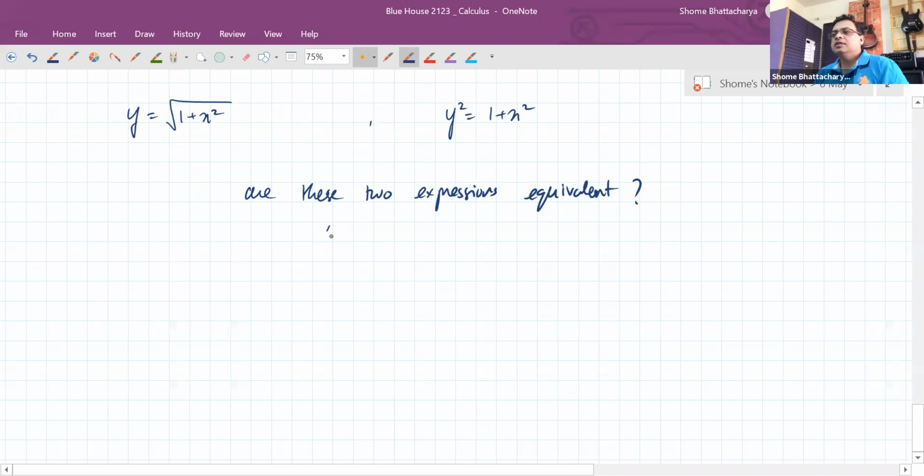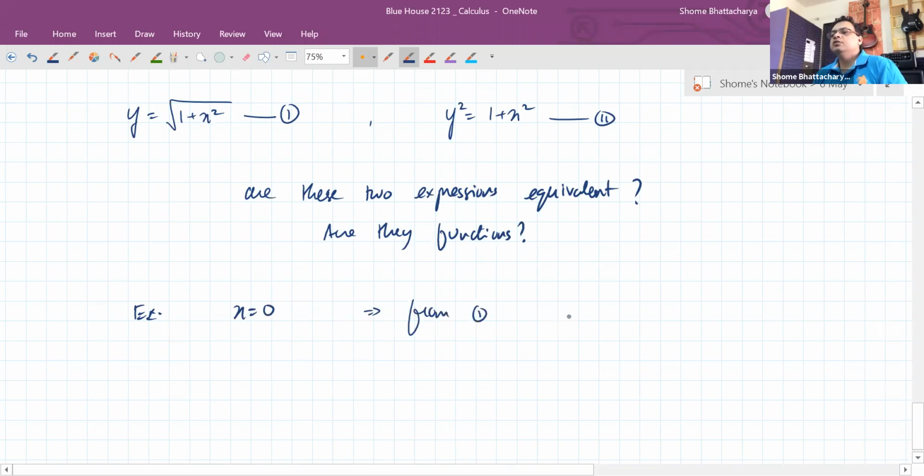Okay. Are they functions? Yes, sir. Now why are they not equivalent? Can you tell me? There will be only one value of y in the first, but in the second, very good. So for example, if I take x equal to 0, in the first equation, what is the corresponding value of y I'll get? I'll get it as 1.